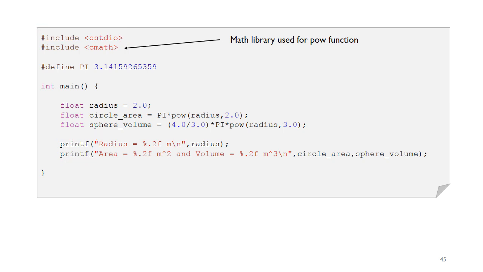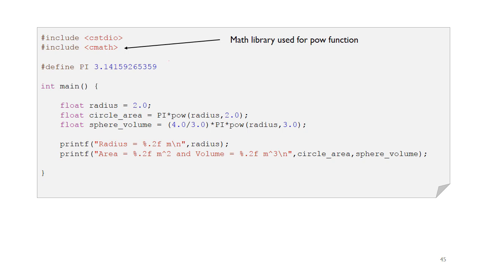And then in this one we're going to use a power function. So we need to use the cmath library for this. So this is a math library, contains lots of different things, sine, cos, tan and so on. But we're going to use the pow function.